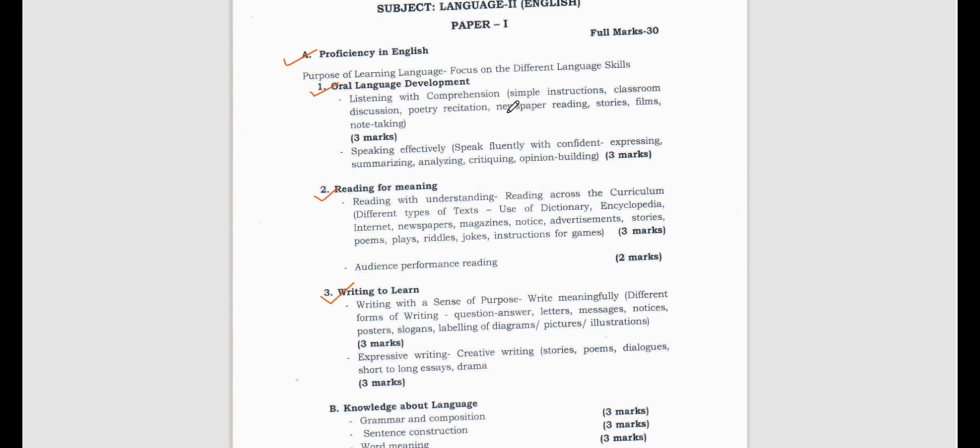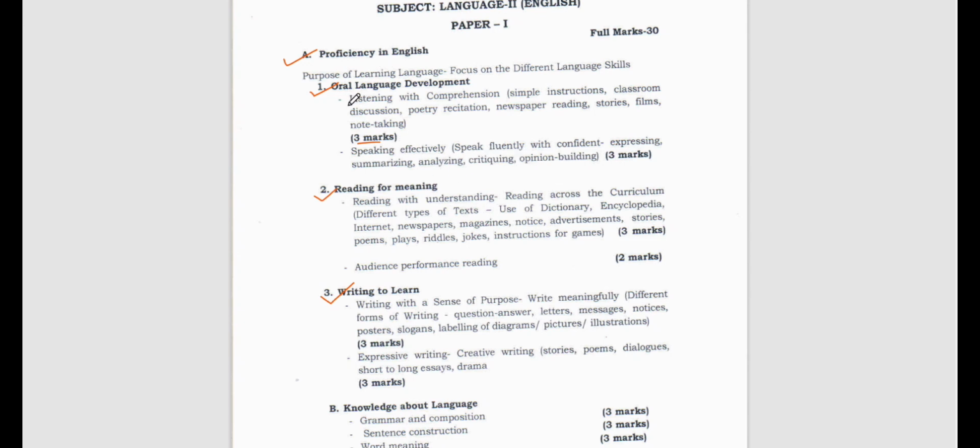Now, listening with comprehension, simple instructions. We have to know what simple instructions are. We have to know what classroom discussions, poetry recitation, newspaper reading, stories, films, and note taking are. All this we have to know, and it will come for how many marks? It will come for 3 marks. Now again, speaking effectively.